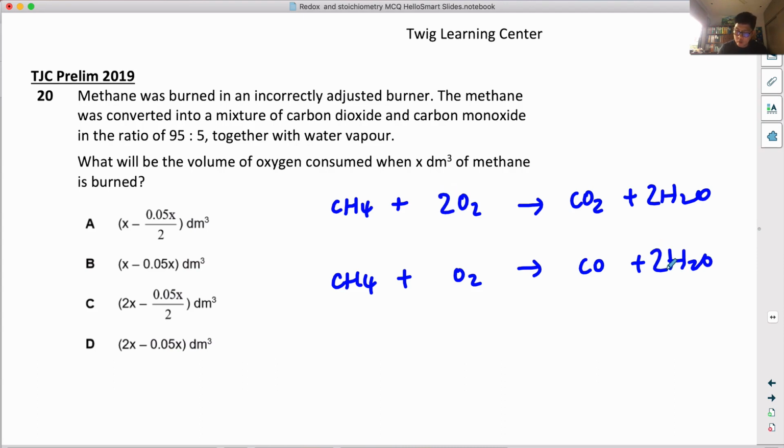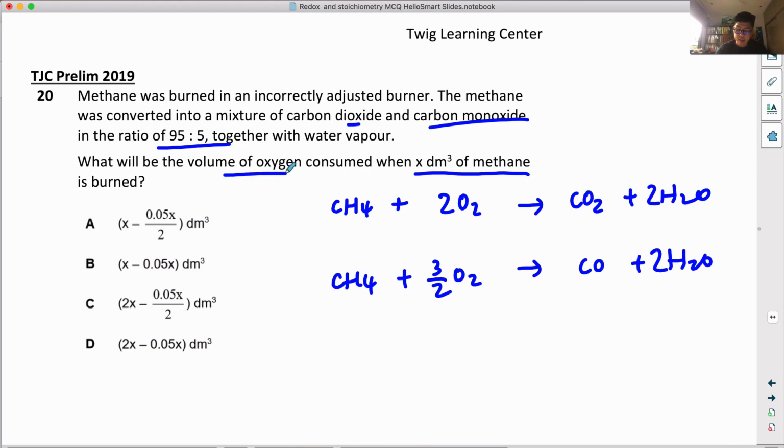Okay, if I put 2 here, this will be 1.5. Okay, this will be 1.5. So they mentioned that the carbon dioxide and carbon monoxide are in the ratio 95:5, and the amount of methane used is x dm cube. What will be the volume of oxygen consumed?